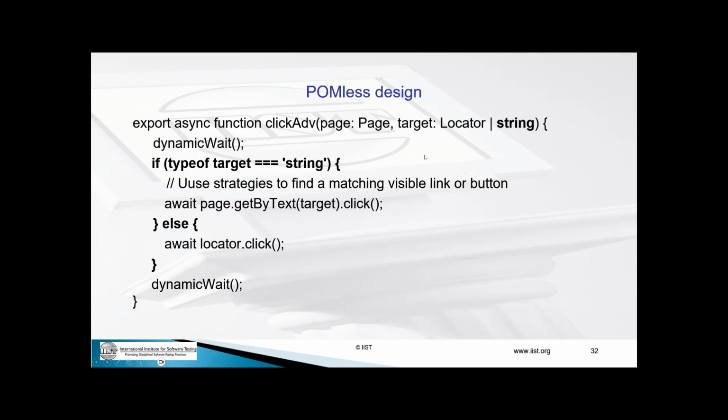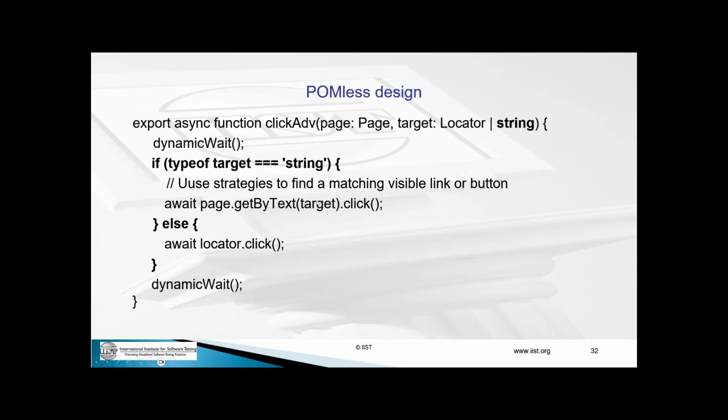Let's make that dynamic and try and find it. At this point, we would go and say, what type of target is it? If it's not a string, just go click the locator. But if the target is a string, we need to put in strategies to go and find a matching visible link or button because we don't have any locator descriptions in there. We just add the text, add to cart. And then we'll put those into this section over here. And then if we do get a match that says, hey, we found what we're looking for, the element, we're going to go and click on that particular element.